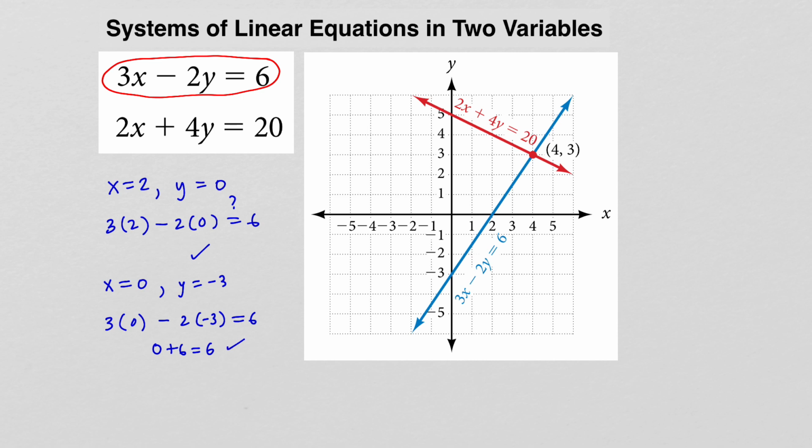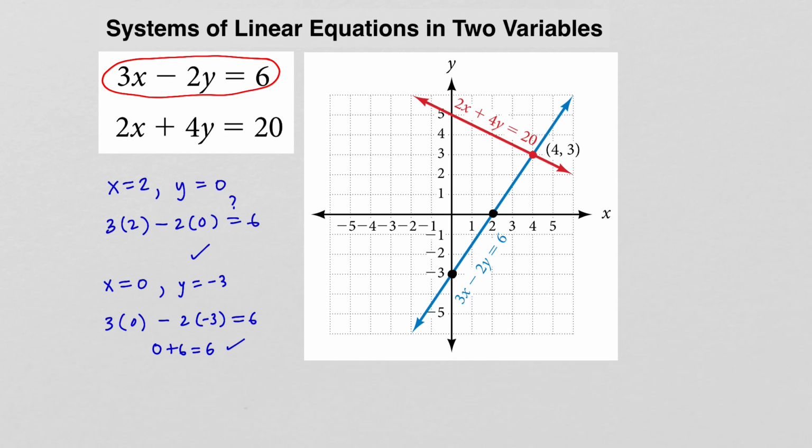So that's a solution. And you can see that both of those solutions are on the graph. So x equals 2, y equals 0 is this point right here. And x equals 0, y equals negative 3 is this point here. And in fact, we can use those 2 points to graph the line. Now, if we do the same thing for the second equation, you can find, again, infinitely many solutions to that equation. And if you graph those solutions, this equation here ends up having the graph that you see here.